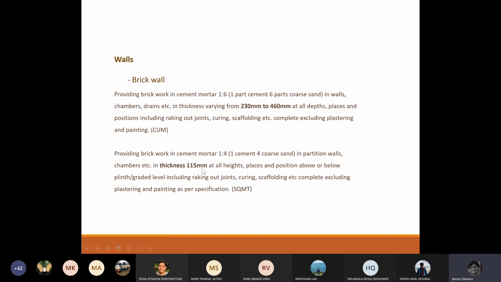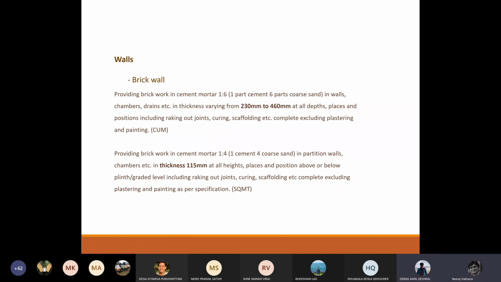Again, the other specifications remain the same: raking out joints, curing, scaffolding if required, again without plaster and painting, because that will be considered in finishes. So all the rest of the walls will be considered in cubic meters. Just this 115 half brick thick wall will be considered in square meters. Is it clear to everyone?